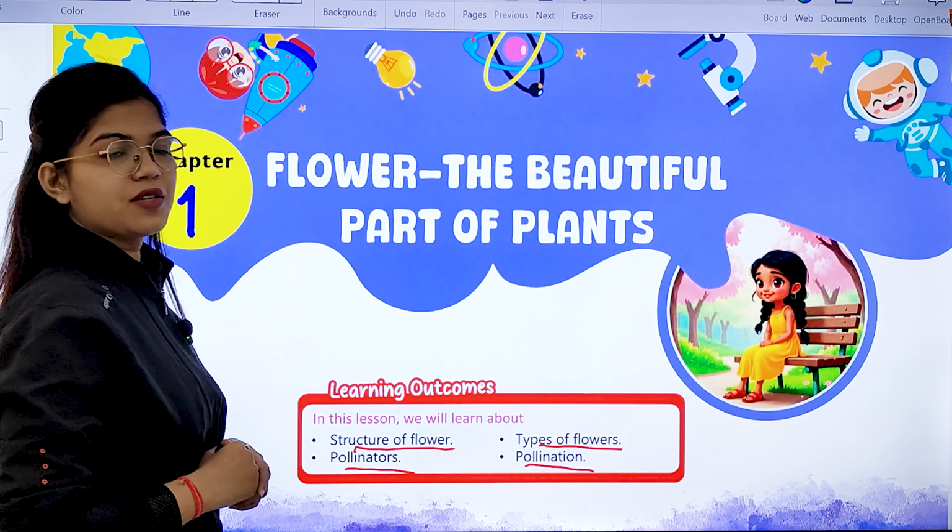All right. Next, plants excrete water vapor and oxygen. Very important. Means what? These plants excrete some waste products also, which are no longer required by them, like water vapor and oxygen. And similarly, animals also excrete waste products such as carbon dioxide, urine, etc.